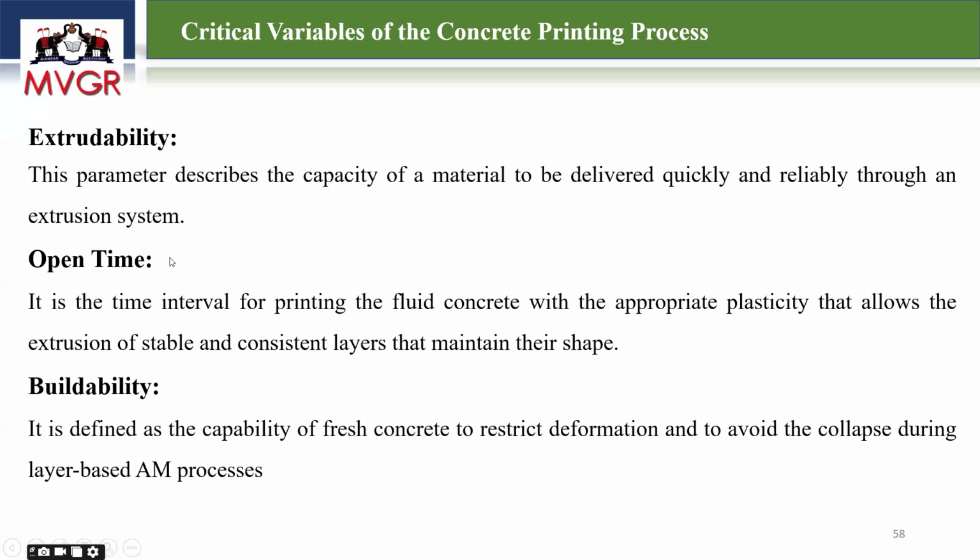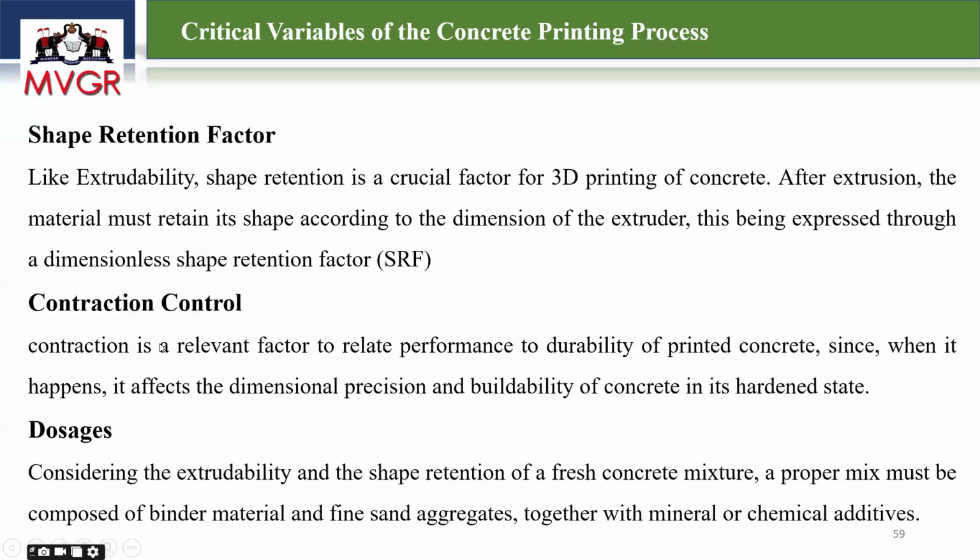That mixture should have a short open time, and it should be easily buildable, with a good shape retention factor. Shape retention factor is this: suppose the printed material has a circular cross section. After it is flowing in the layer, that circular section will slowly flow and be converted into an oval structure. So here the shape will be varied. Whenever you print the material, the cross section has to maintain the same shape. That is what we call the shape retention factor. It should maintain this shape retention factor.